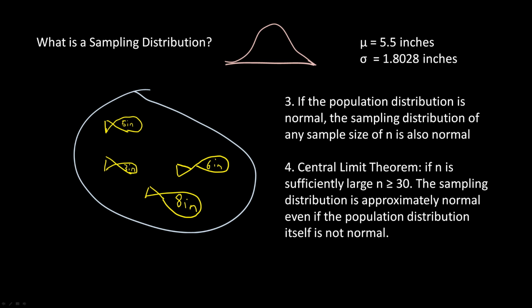Now, the fourth rule for sampling distributions is the central limit theorem, which essentially states that if the n, or sample size, is sufficiently large, and by sufficiently large it means that n is greater than or equal to 30, the sampling distribution is approximately normal, even if the population distribution itself is not normal. So if the population distribution does not look like it's normal, the sampling distribution can still be normal as long as n is greater than or equal to 30.